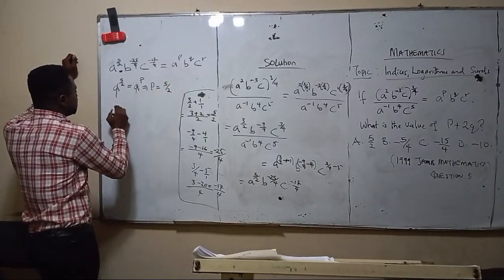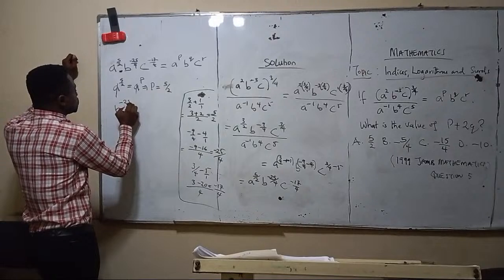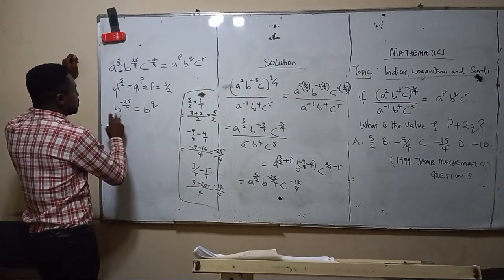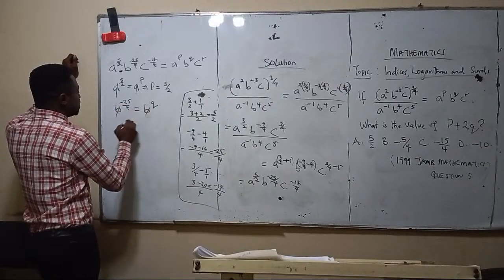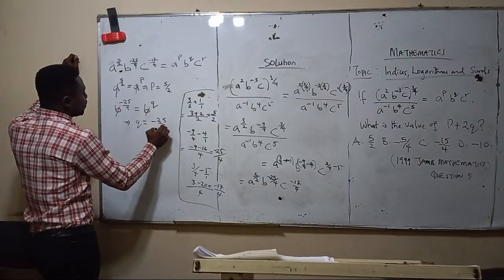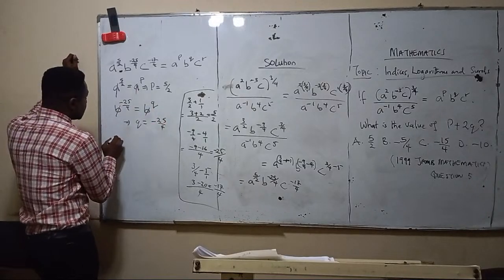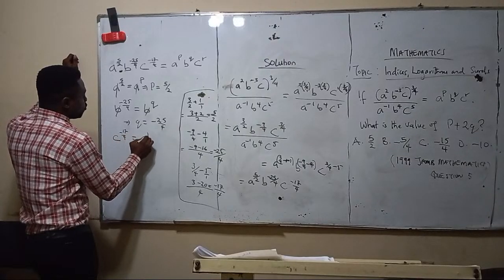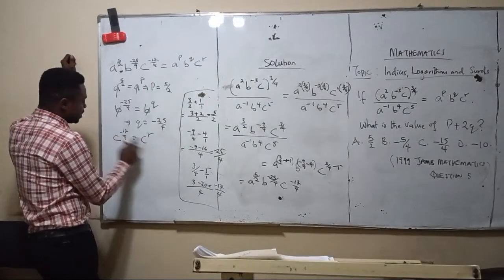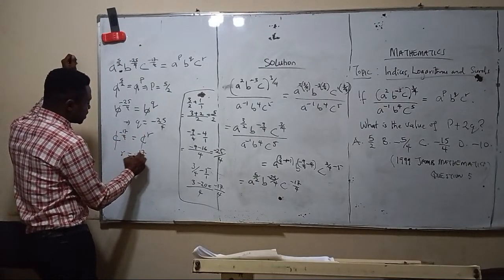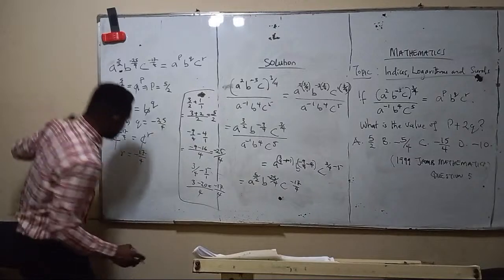The same thing with b. b raised to power minus 25 over 4 equated to b raised to power q. The same base, b will cancel b. That implies that q is equal to minus 25 over 4. The same thing with c. c raised to power minus 17 over 4 is equal to c raised to power r. The same base, so c cancels c. That means r is equal to minus 17 over 4.